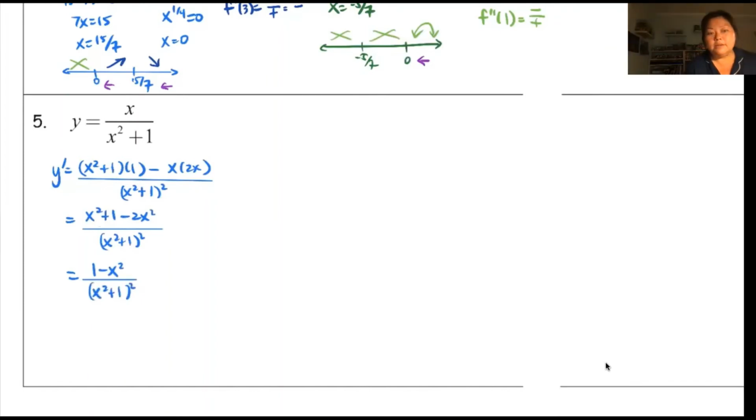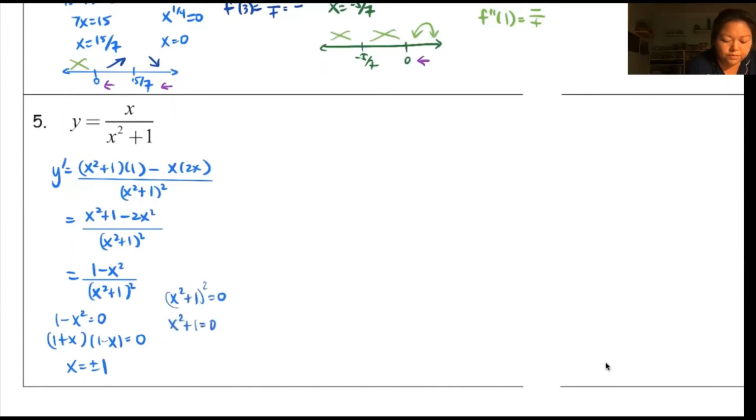You're going to solve these separately. So you get 1 minus x squared equals 0. If you factor, that's 1 plus x times 1 minus x equals 0. So x equals both positive and negative 1. The denominator, x squared plus 1 squared equals 0, won't give you anything, because even when you take the square root, you know that x squared will never be negative. So this one will not give you any weird points. There's no cusp or corner here. So we're only looking at positive and negative 1.